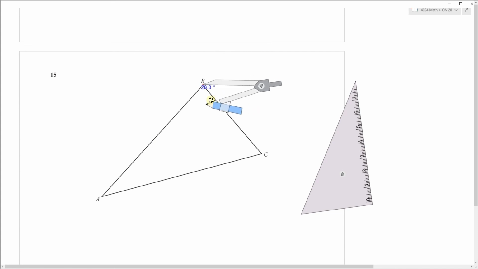I'll draw an arc like this, and then without changing the length of the compass, I'll place it at this intersection point where the arc intersects the line BC. I'll draw another arc here, and then similarly I'll place it at the other intersection of the arc and the line AB, and again draw another arc like this.